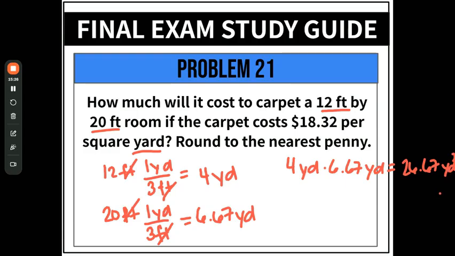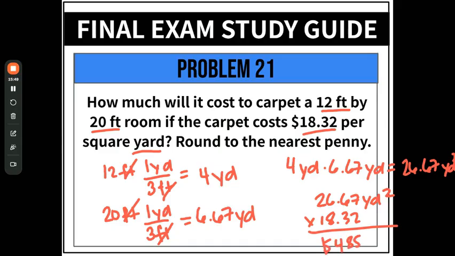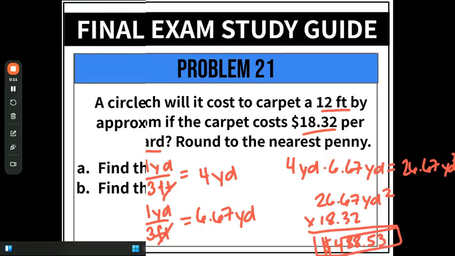Okay, now we need to multiply the number of yards we'll need by the cost per yard. So we can take 26.67 yards squared times $18.32 per square yard. And that will give us a total of $488.53 that it will cost to carpet the room.